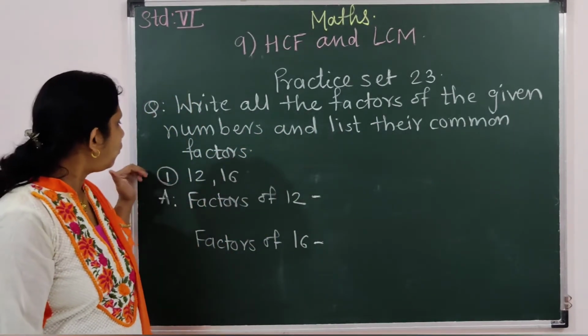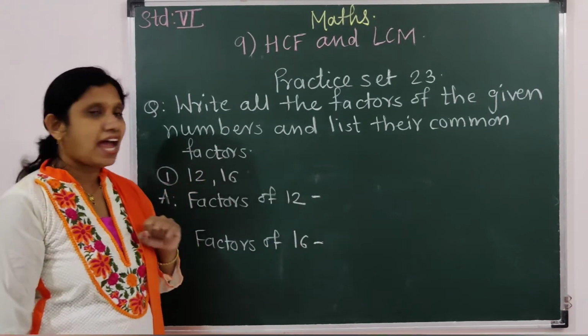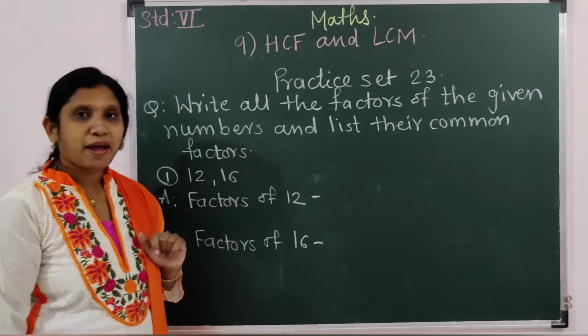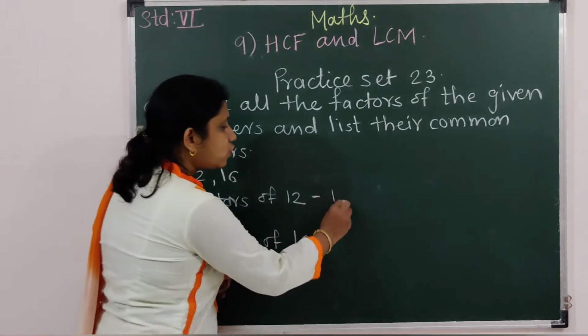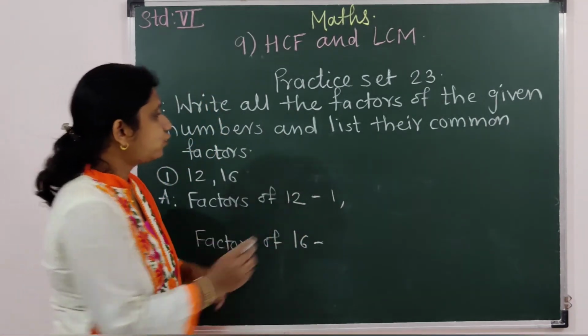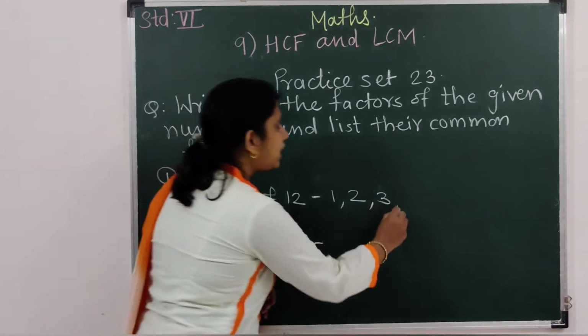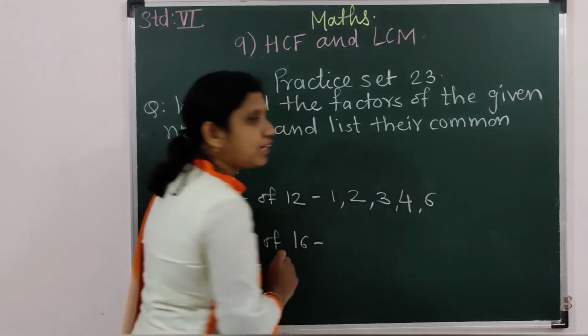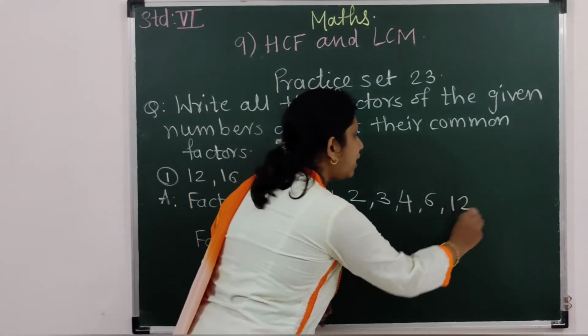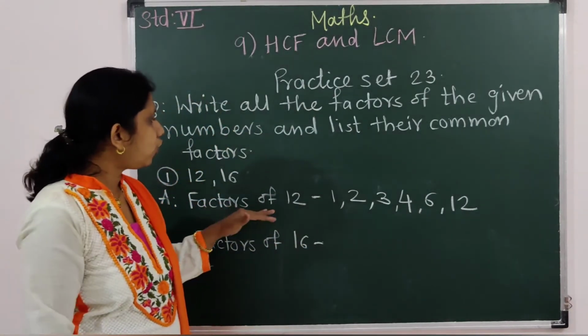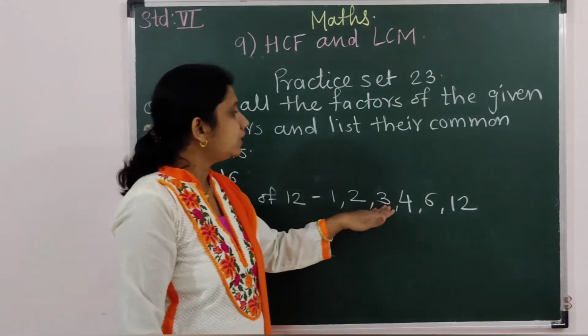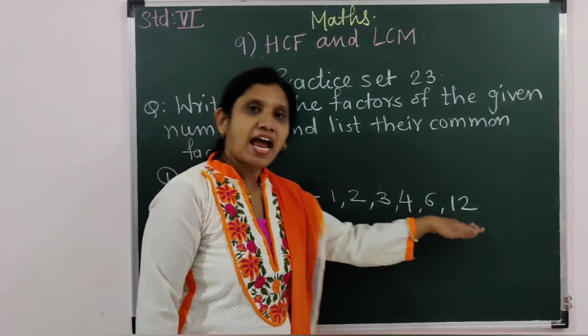So here we have got first example 12 and 16. So let's write factors of 12. As it is 1 we are going to write, yes, 2 6s are 12, then 3 4s are 12, 4 3s are 12, 6 2s are 12 and 12 1s are 12. So what are the factors of 12? 1, 2, 3, 4, 6 and 12.